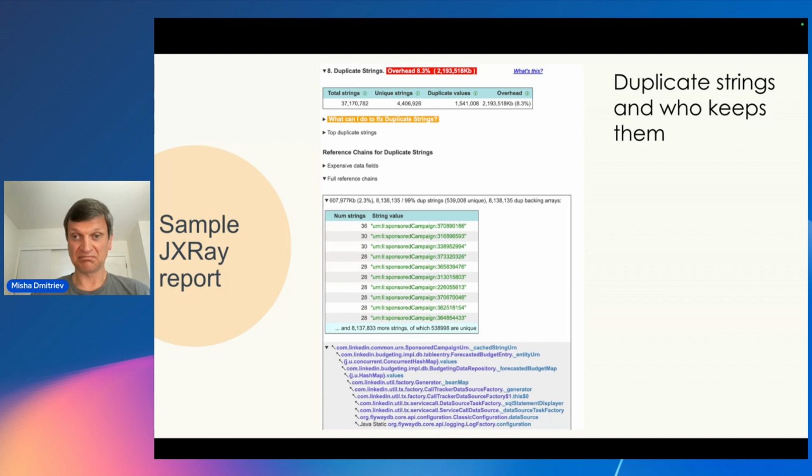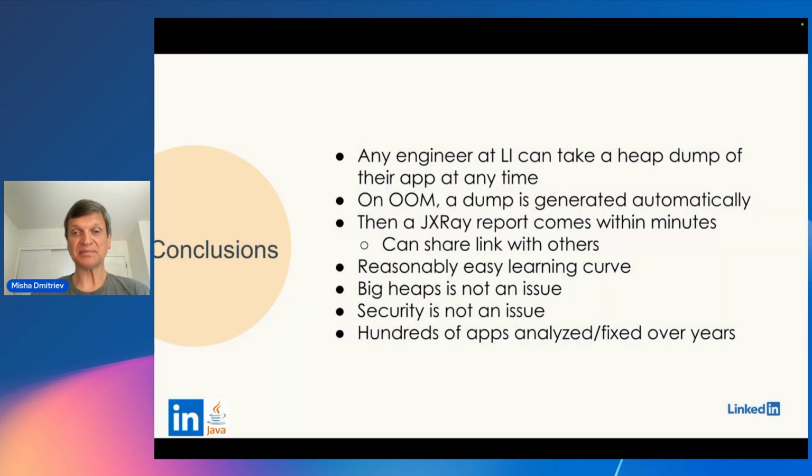So yeah, these are some examples. There are many more of them. Over time, we managed to fix hundreds of applications at LinkedIn through JXRay analysis of their heap dumps. And once the ODP pipeline was established, getting and analyzing heap dumps reduced from hours as it was before to literally minutes.